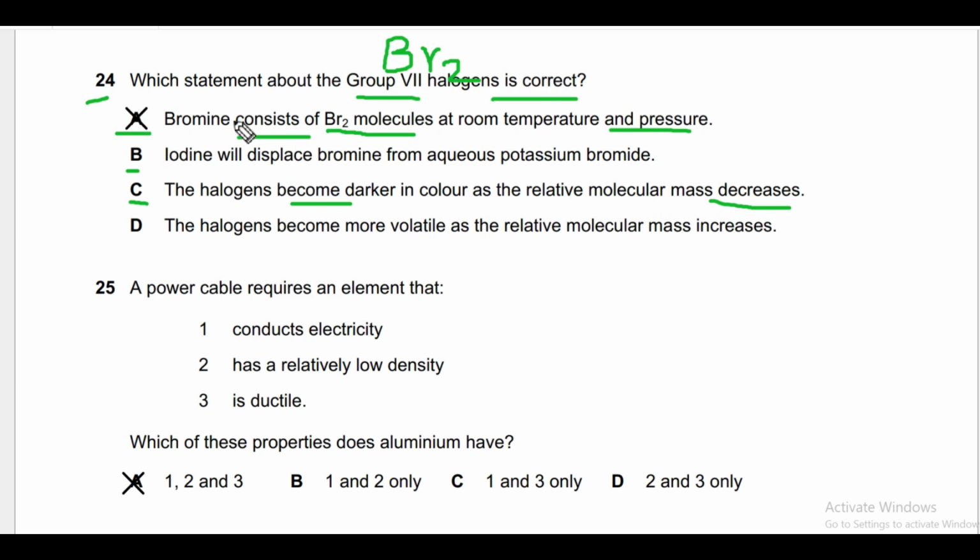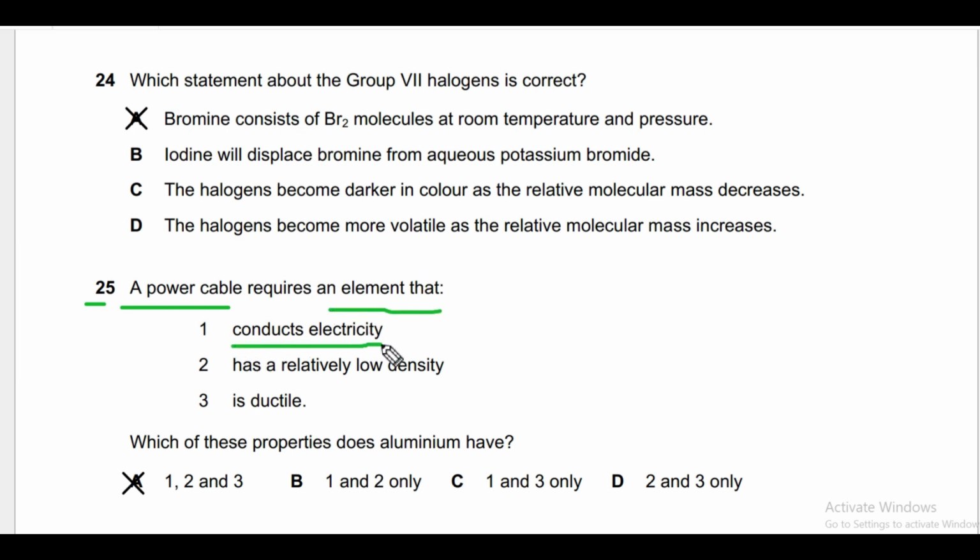Now 25. A power cable requires an element that conducts electricity, number 1. Number 2, has a relatively low density and is ductile. Which of these properties does aluminum have? All 3 are correct, because aluminum is a metal so it conducts electricity, aluminum has low density, and also, as a metal, it is ductile.